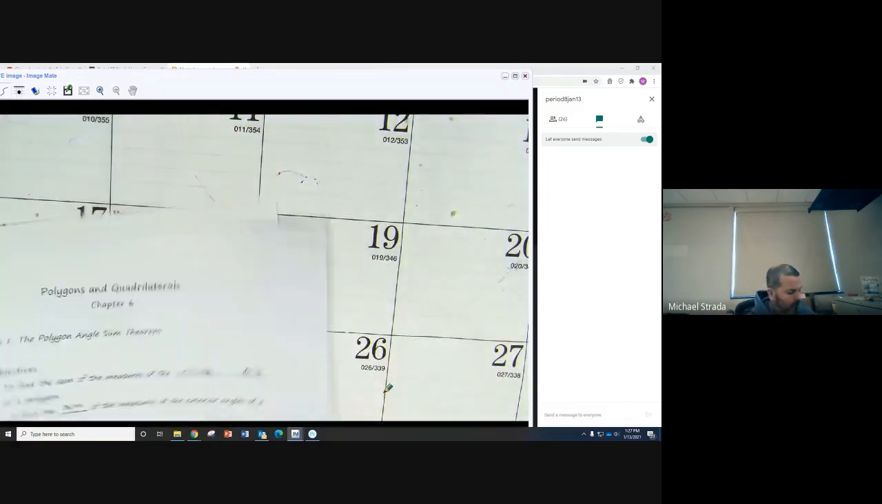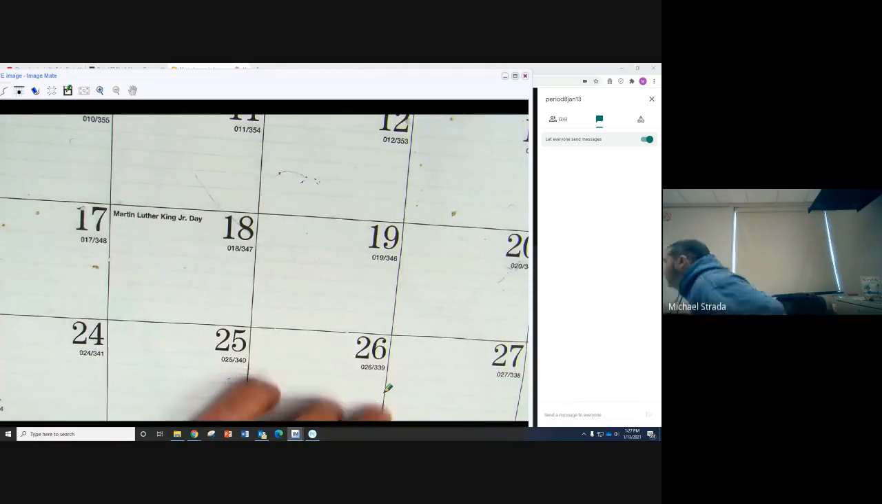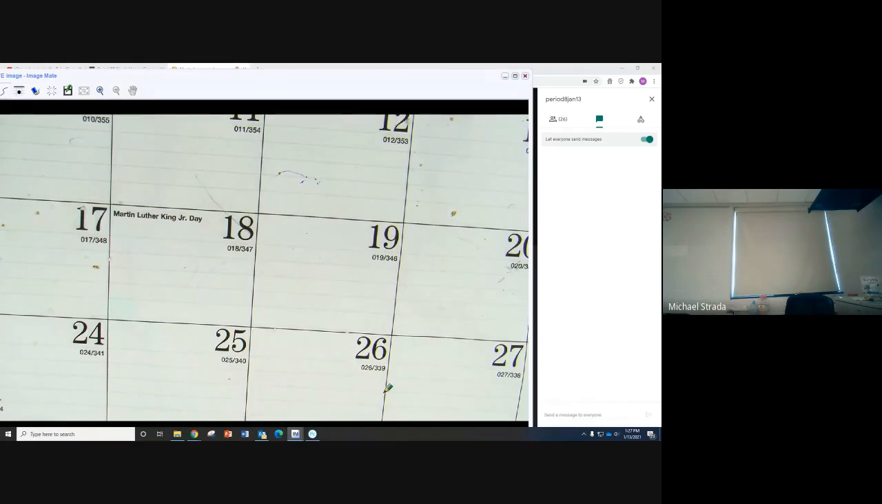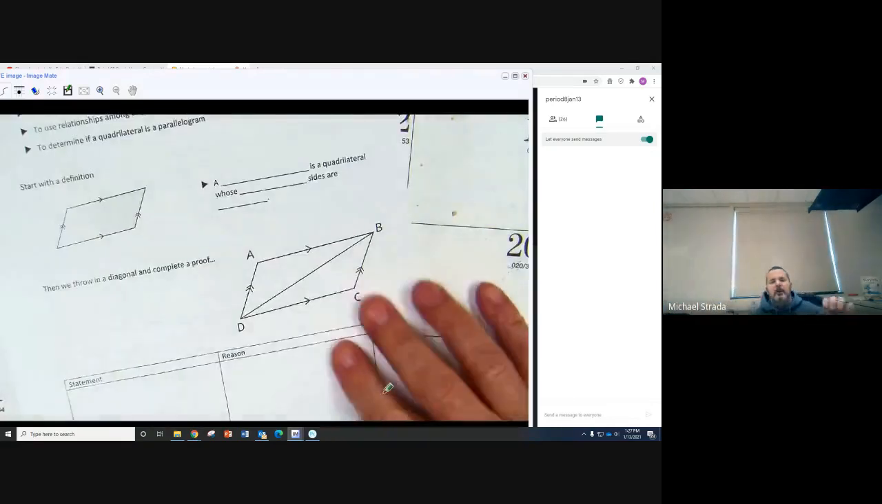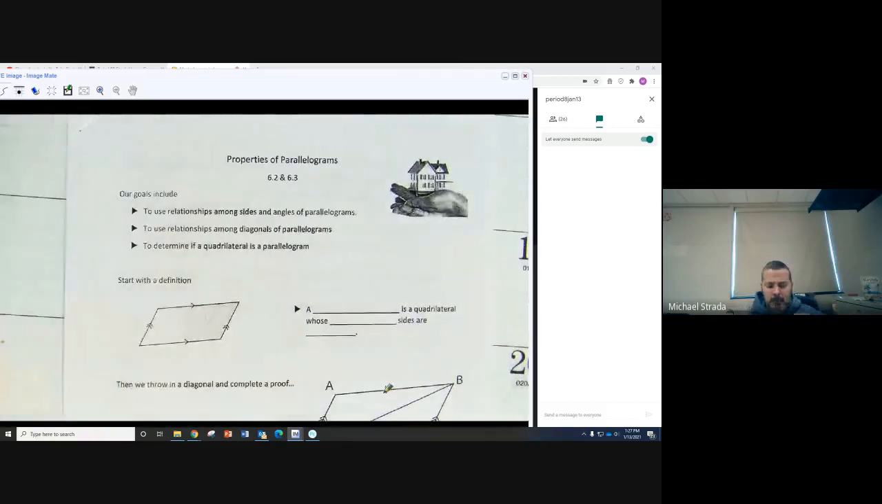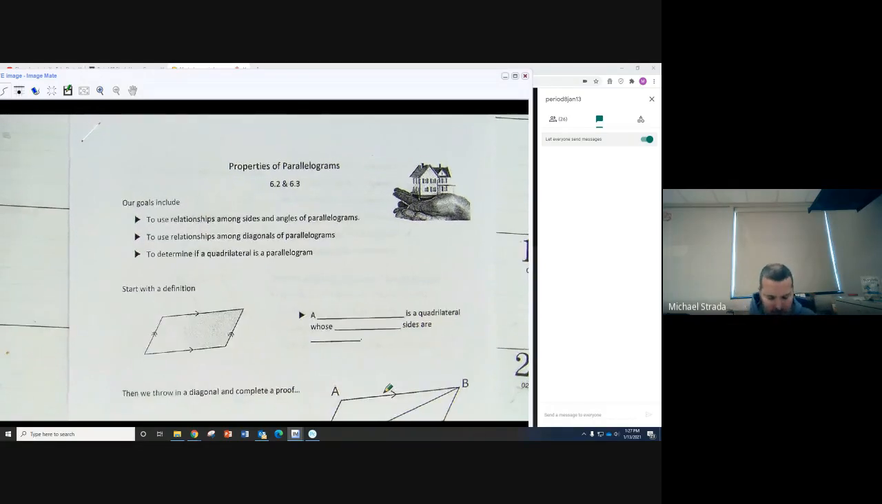All right, so our next lesson involves 6-2 and 6-3. And that, my friends, is properties of parallelograms. So we're going to be dealing with quadrilaterals from this point moving forward for a few weeks. We'll start with parallelograms, then next week we'll start special parallelograms, and then we'll end it up with kites and trapezoids as we go into the third marking period.